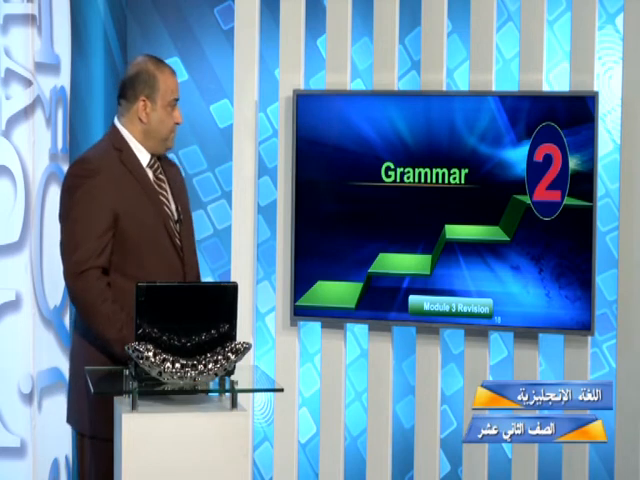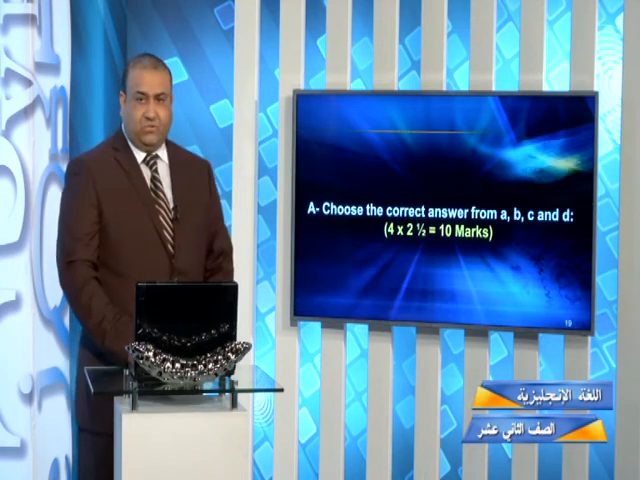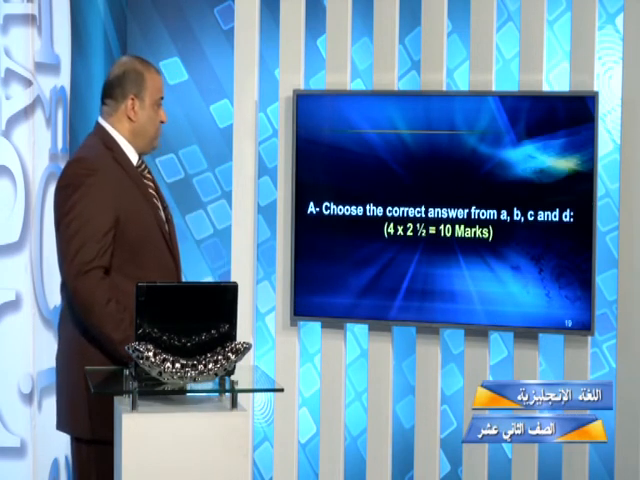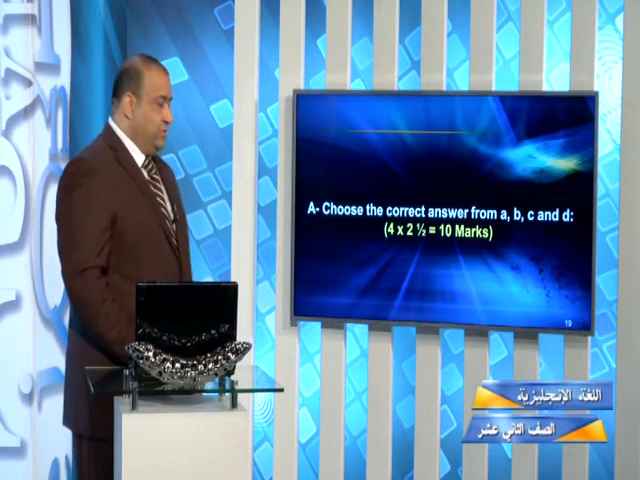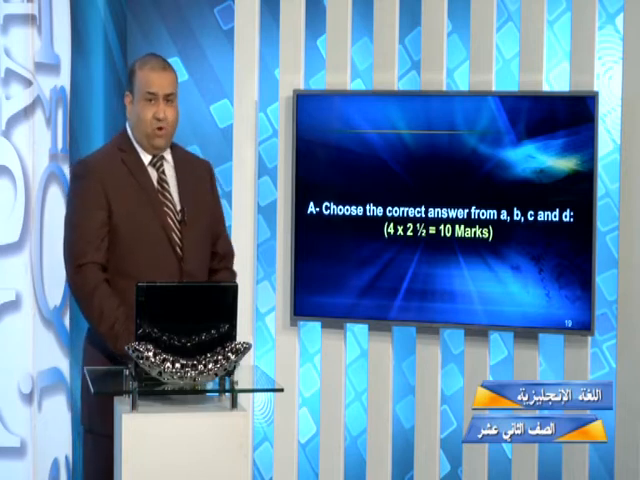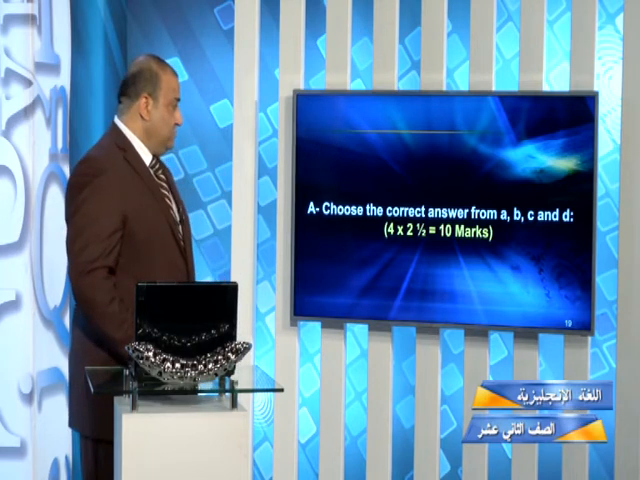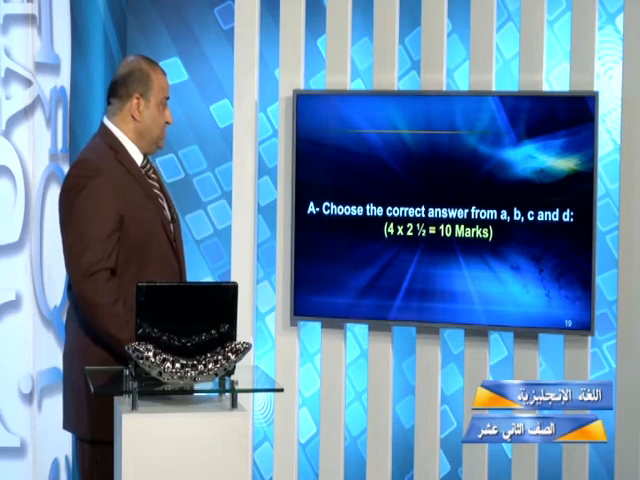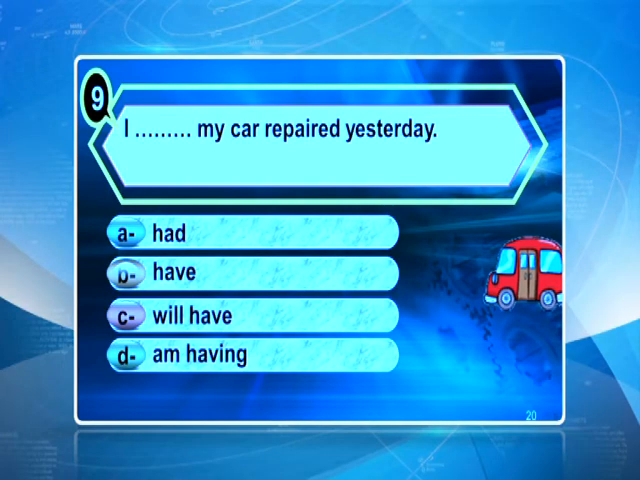Now that we have done with this exercise, let's move now to grammar. The first question says, choose the correct answer from A, B, C, and D. You will have 4 items. Every item is allotted 2.5 marks. So the total mark for task number 1 in grammar is 10 marks.